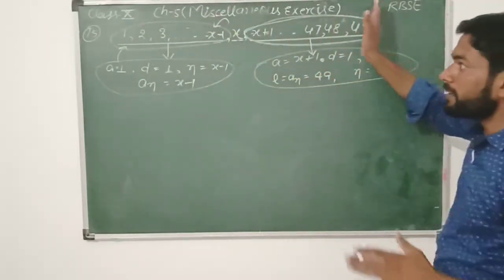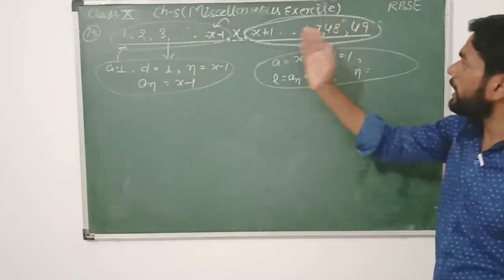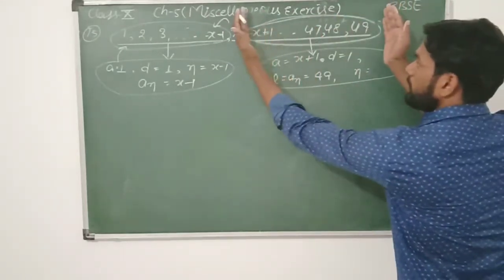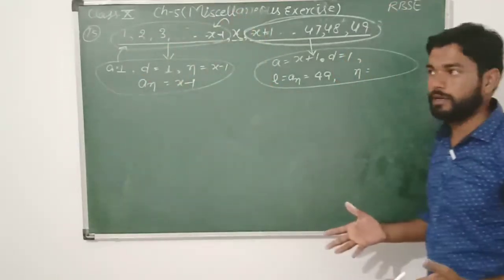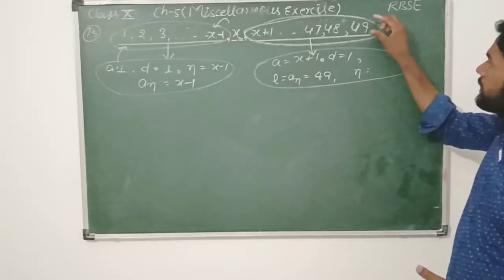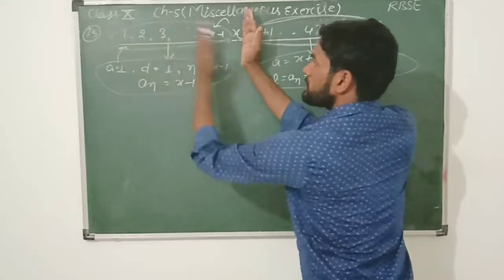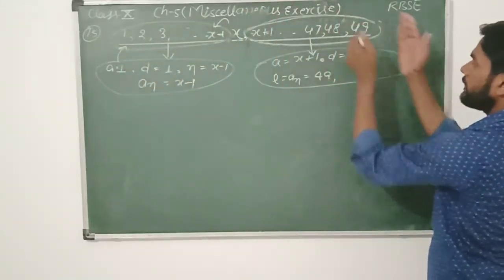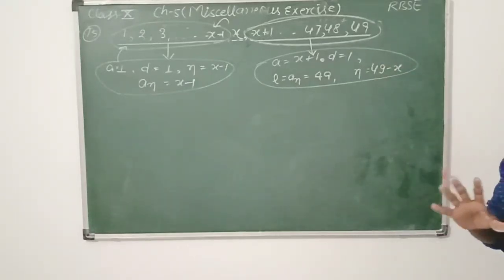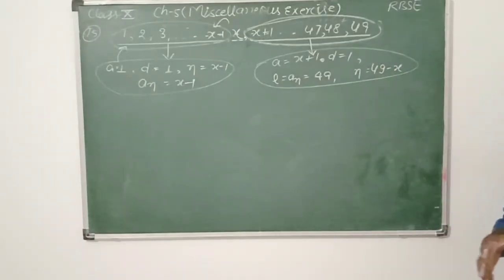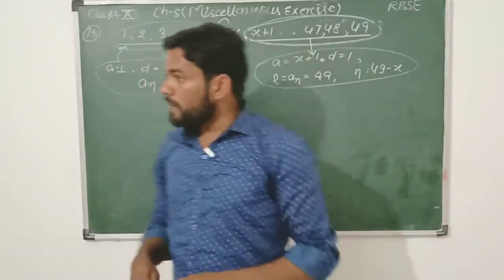How many total terms are there? 1 to 49. It means there are a total of 49 terms in this AP, and we are considering only from here to here. It means these terms have already been avoided. It means we can subtract x numbers from 49. So n is equal to 49 minus x. Just focus your mind, try to understand what I am trying to say.